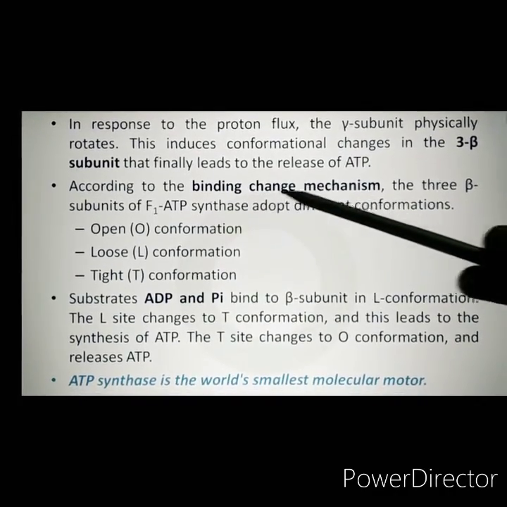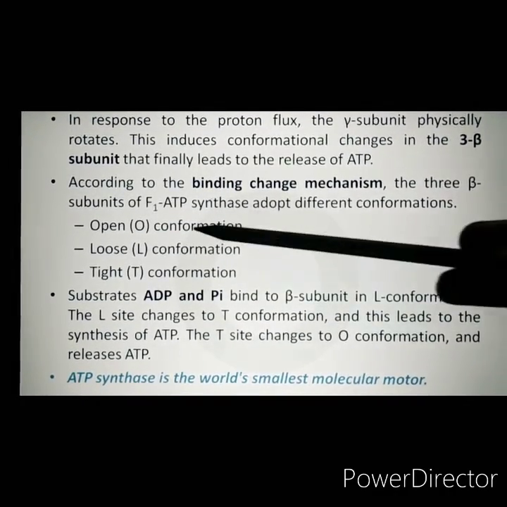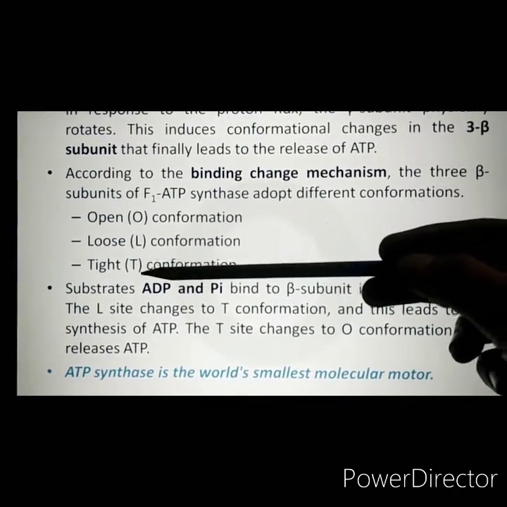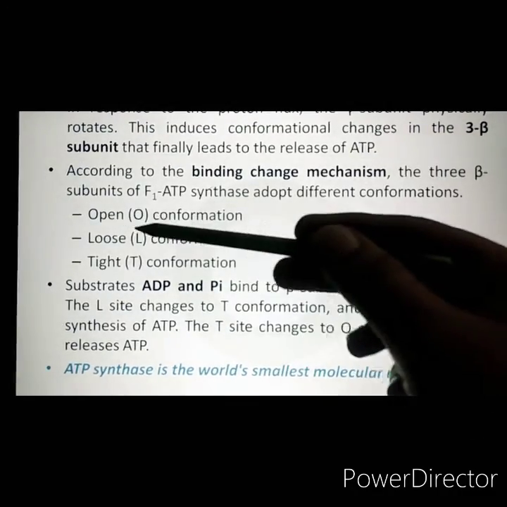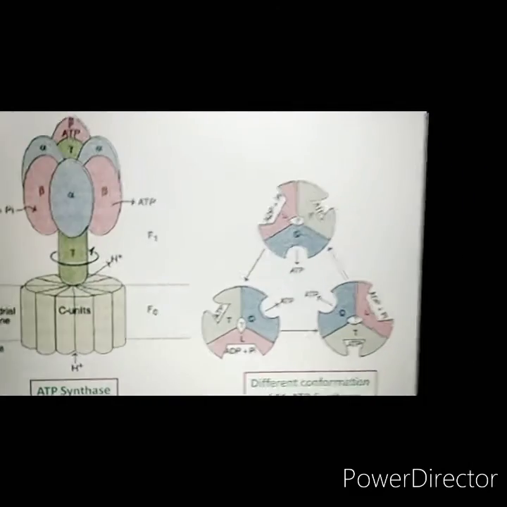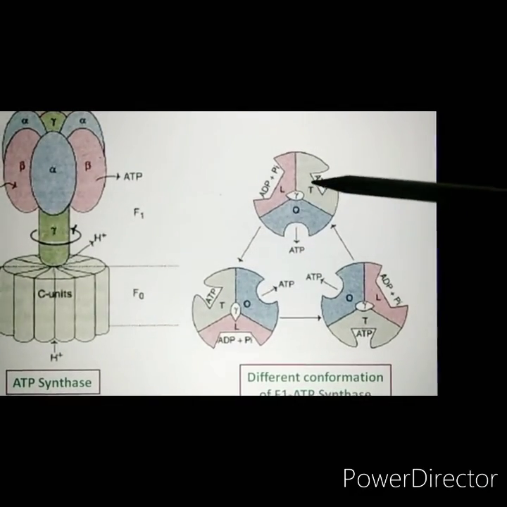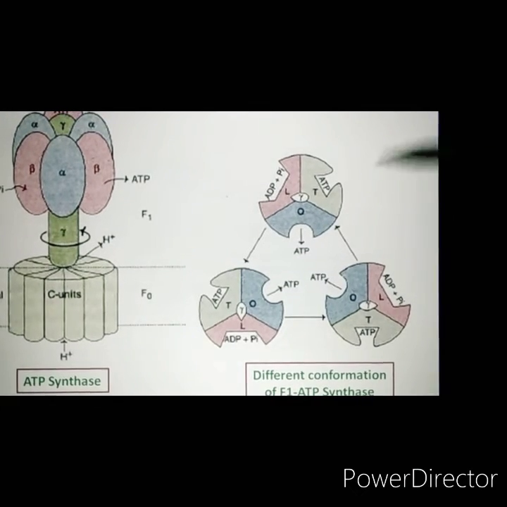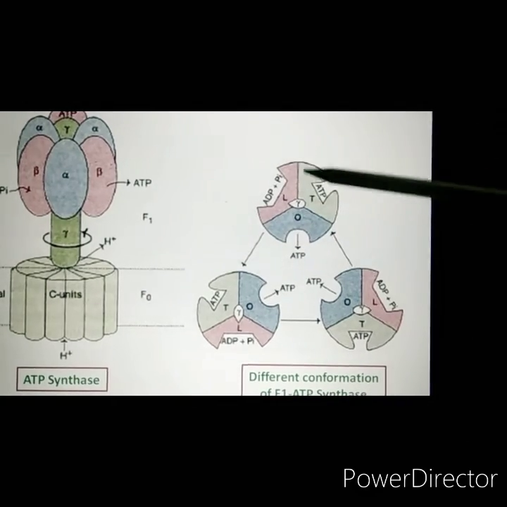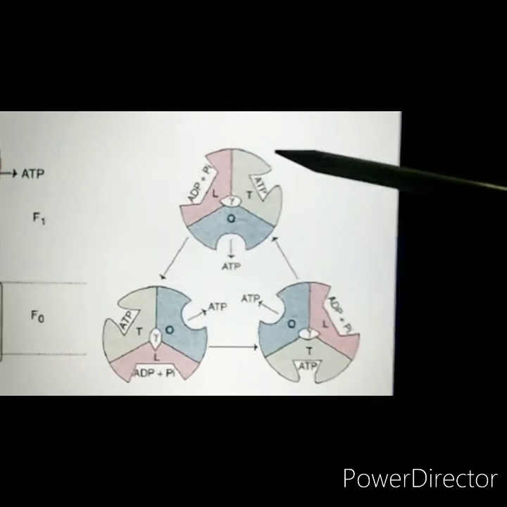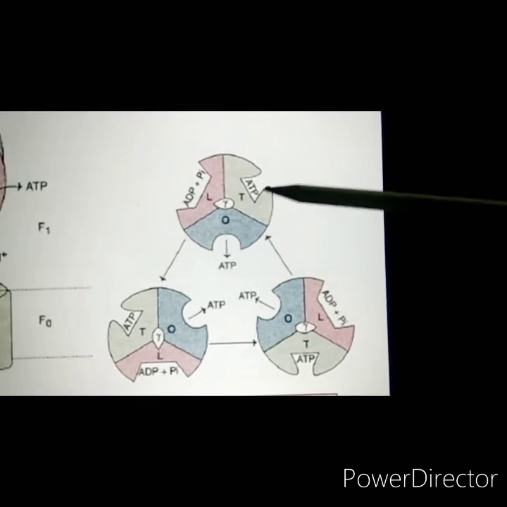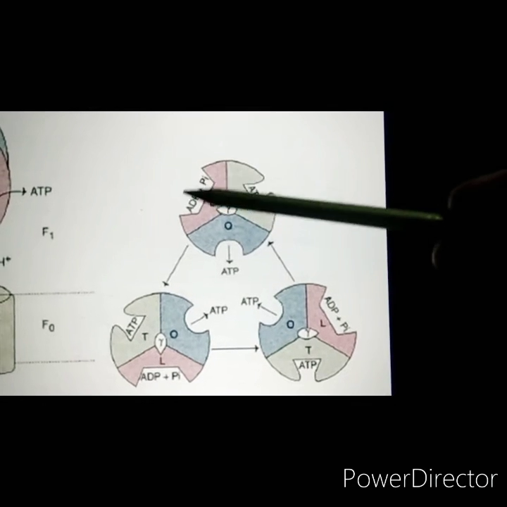Now during this conformational change of beta subunits, they exist in different conformations like O, L and T. So what are these three conformations? One is open, loose and tight. Again you can see in this clip that the blue colored one is an open structure of the beta subunit. This is specifically for the beta subunit, so don't compare these with the others. Here O is the open conformation of the beta subunit, T is the tight conformation, and L is the loose conformation.